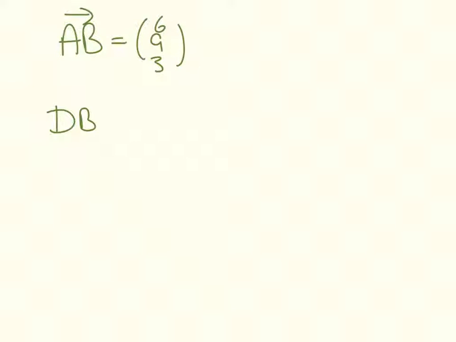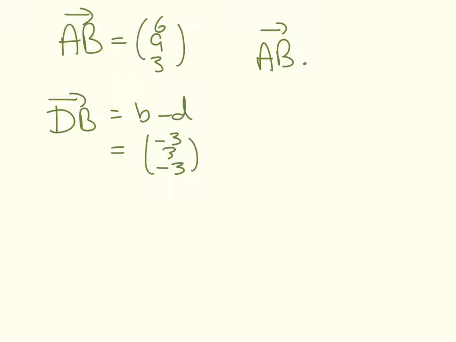For part B, we have to prove that DB is perpendicular to AB. Now we know AB, we've just worked it out from the first part of the question. It's 6, 9, 3. We need to work out what DB is. So DB is little b minus little d, which for this example comes out to be minus 3, 3 and minus 3. Now for perpendicular vectors, we know that when we do the dot product between them, we should get 0 coming out.